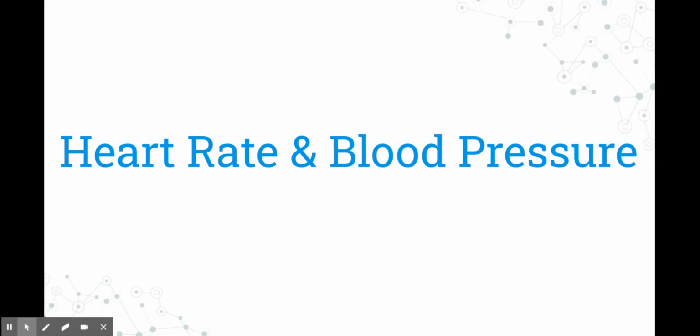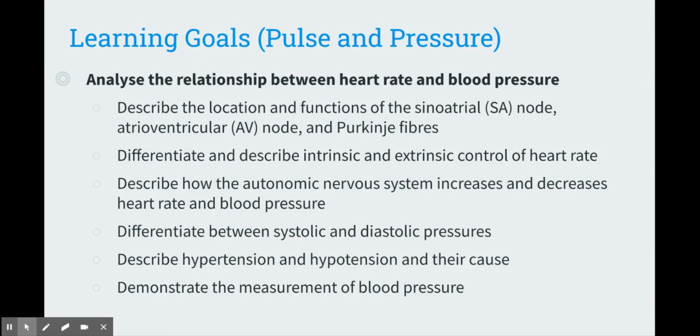This is lesson number 4 in the circulatory system on heart rate and blood pressure. Goals for this lesson are to be able to describe the relationship between pulse and pressure in the body, the way that our body regulates both heart rate and blood pressure through intrinsic and extrinsic controls.